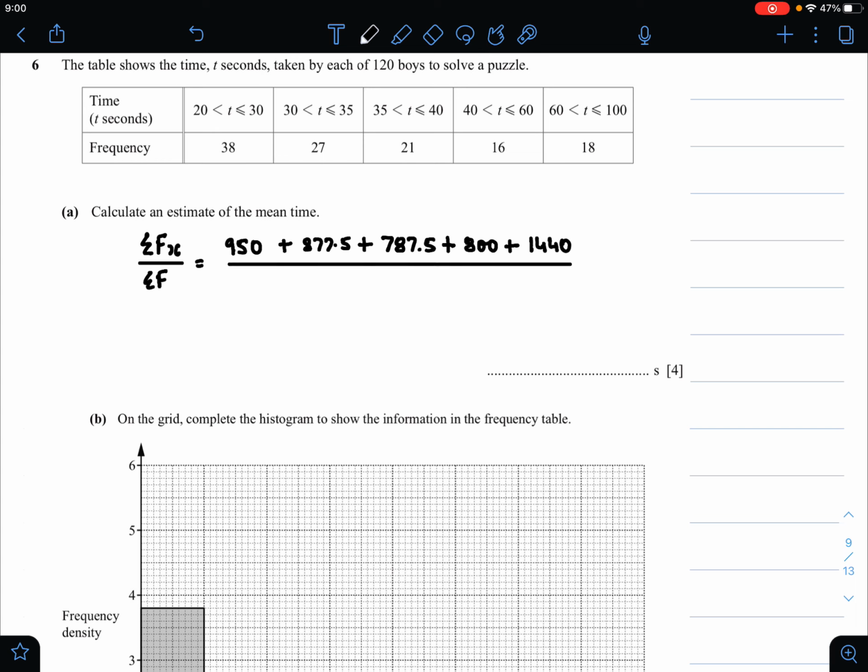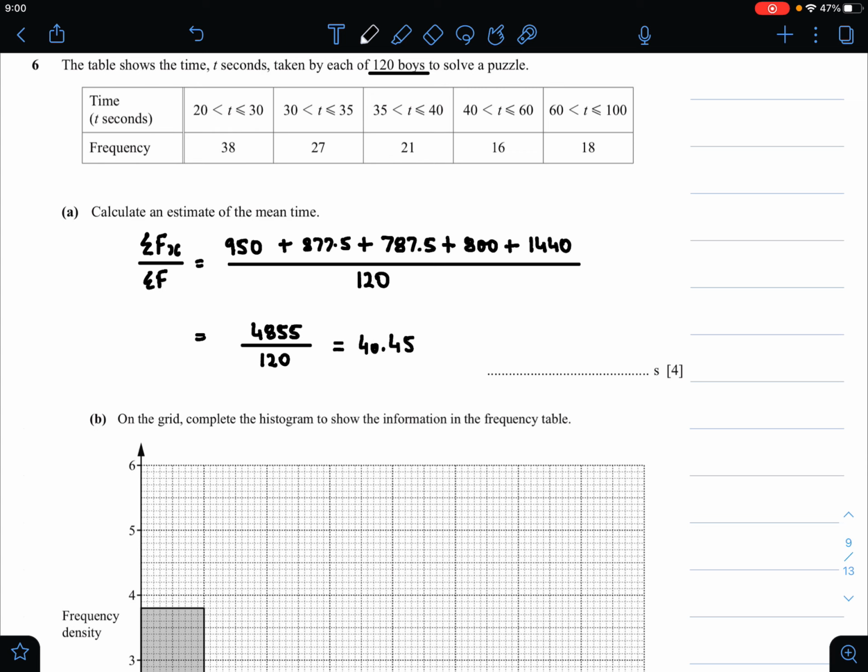Now we divide it by the summation of the frequency, which they've given us as 120 boys, so divided by 120. Now all we need to do is take the sum of the numerator, so 1440 plus 800 plus 787.5 plus 877.5 plus 950 is equal to 4855, divided by 120. To find the final answer, all you need to do is input this into your calculator. So 4855 divided by 120 is equal to 40.45.